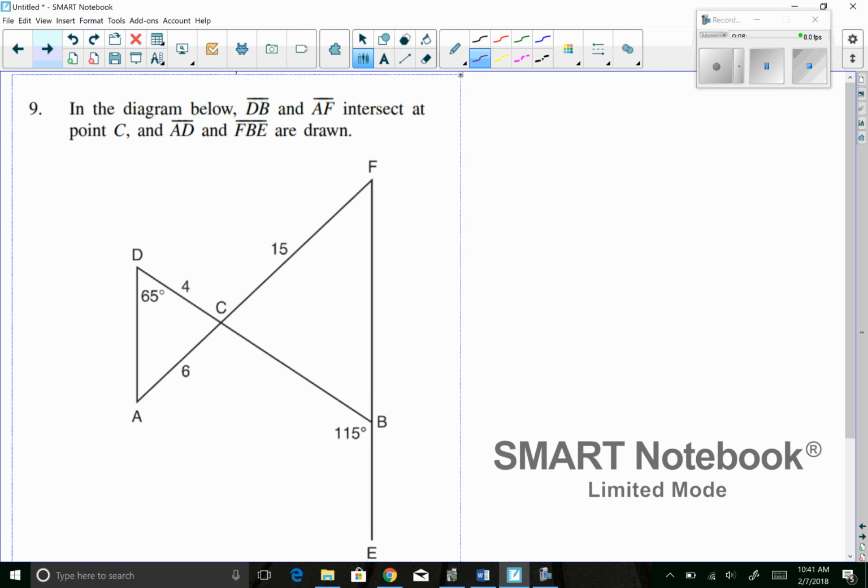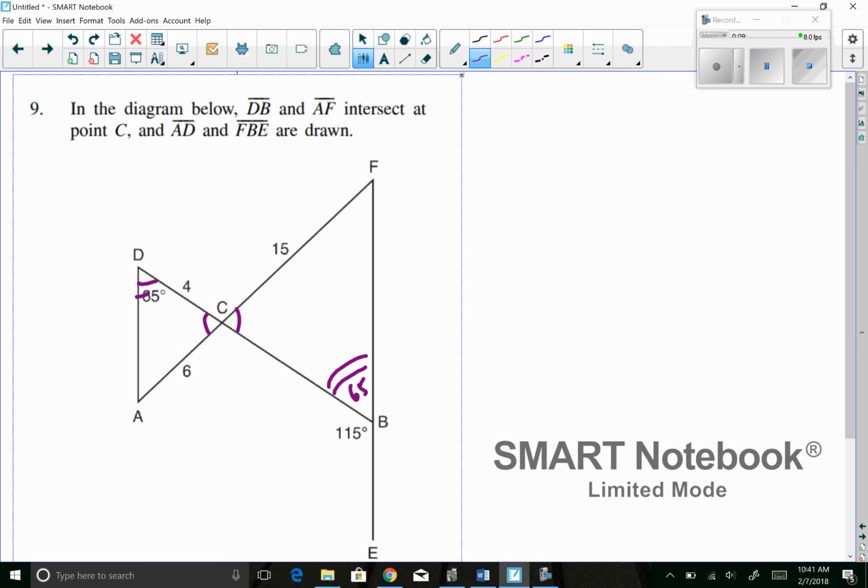First thing I would do here for number 9, once I see the picture, it looks like the 2 triangles are different sizes. So I want to see if they're similar or not. I already see one set of congruent angles here because of vertical angles. If I find the supplement to 115, it's 65. So now I see 2 sets of congruent angles. So these 2 triangles are similar to each other.